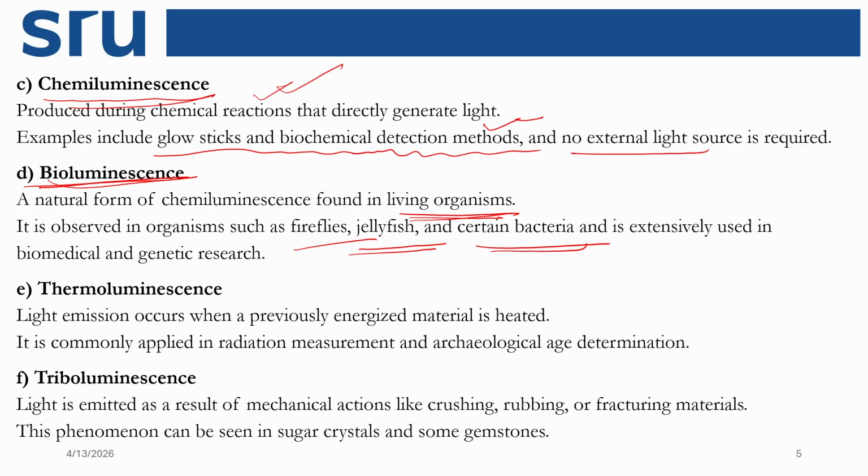Now thermoluminescence is the luminescence property that we observe due to the heating effect. Means when a higher energy molecule is heated, then it emits light, and then we get the luminescence property. As we are getting the luminescence property due to heating, thermally, this process is called thermoluminescence. It is being used for archaeological age determination.